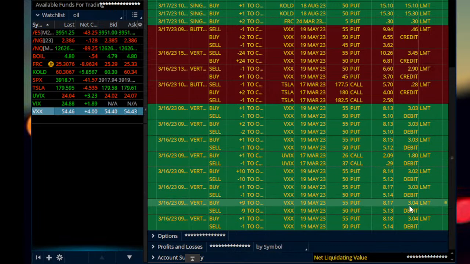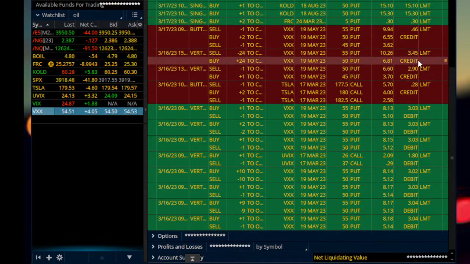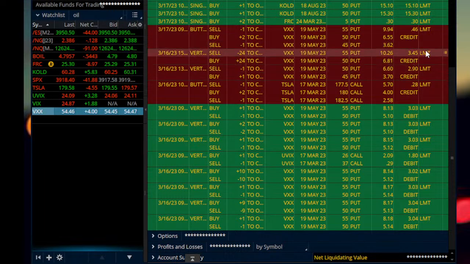Here's a 9, paying 304. It's an average of, I think, 303. Here's a 1 lot, 303, 2 lot, 303, 1 lot, 303. So 303, 304, around there. Then you can see me at the end of the day selling that same put spread at 345, right? So that's 40 cents times 24.